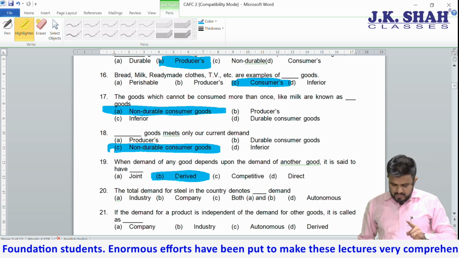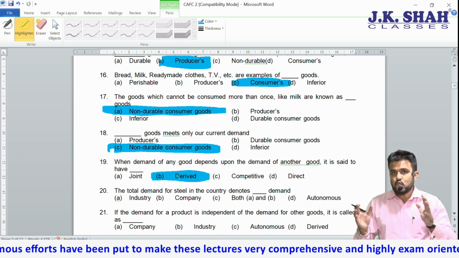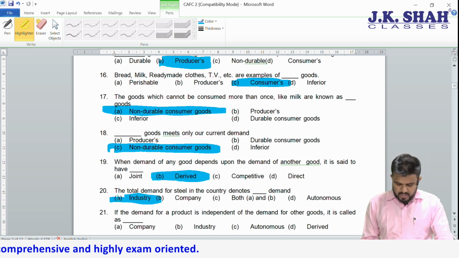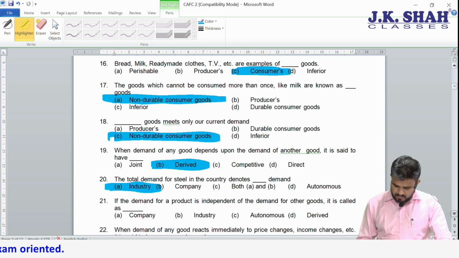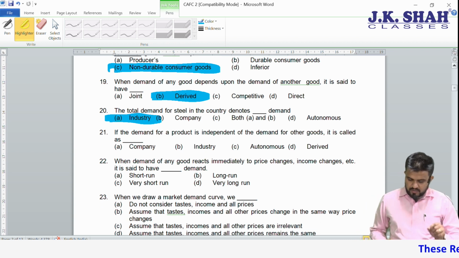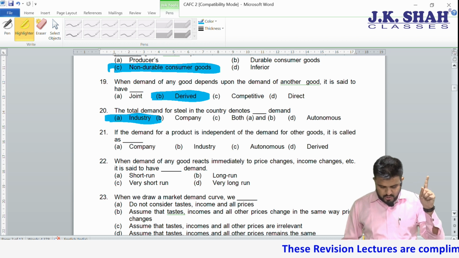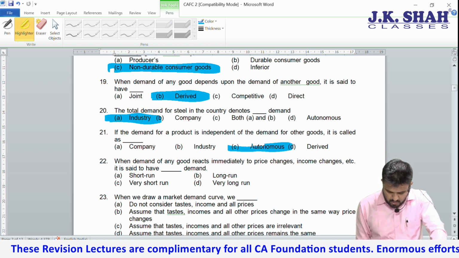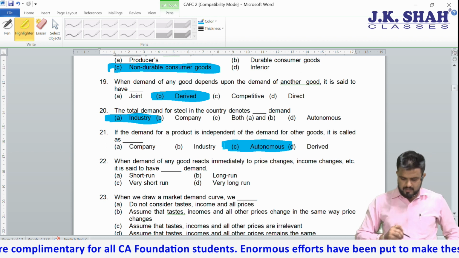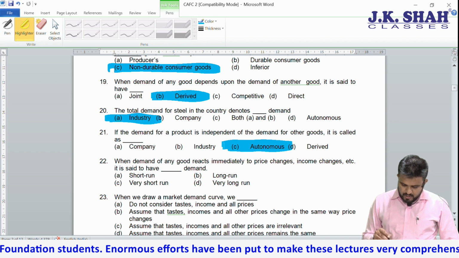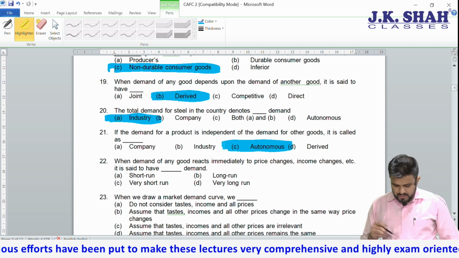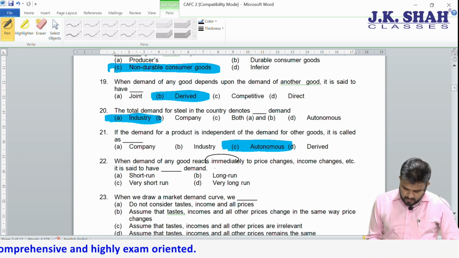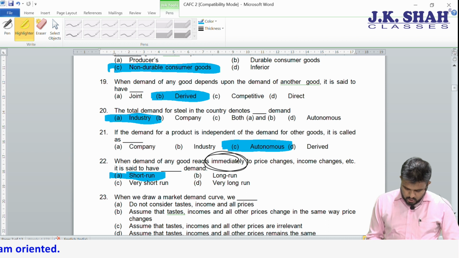Next, the total demand for steel in the country denotes dash demand. They are telling total demand of the steel, then I would say it is industry demand. Option A. Moving to the 21st. If the demand for a product is independent of the demand of other goods, it is called autonomous, not dependent. Option C is correct. Moving to 22. The demand of any good reacts immediately to price change, income change. It is said to have dash demand. Immediate is the word, students. Immediately. Then I would say it is short run.